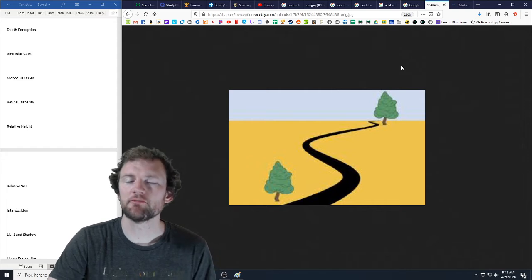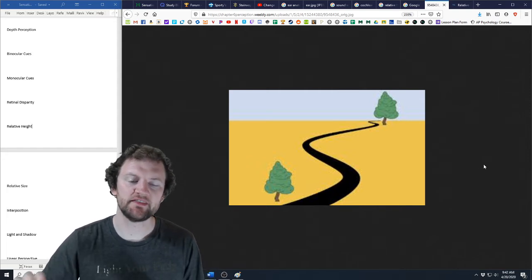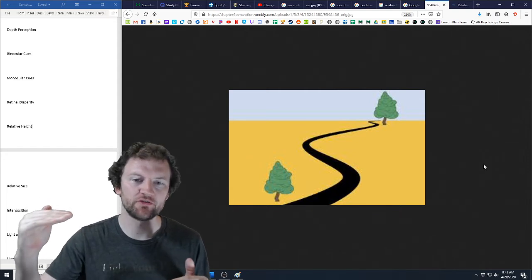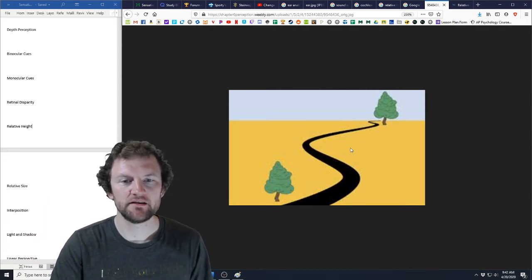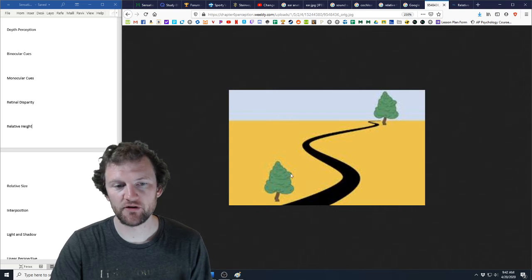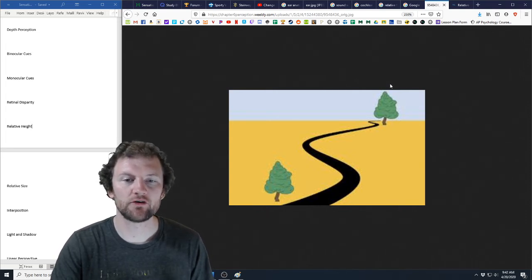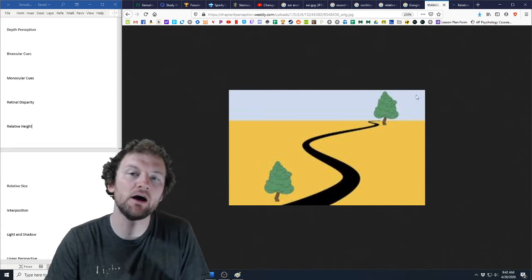Relative height is also a little bit obscure, but it is that we perceive things to be farther away that are higher up in our visual field, closer to the horizon. But this tree, they're both the same tree, but this tree we perceive as being closer to us, and this tree we perceive as being farther away because this tree is literally higher up in the visual field.